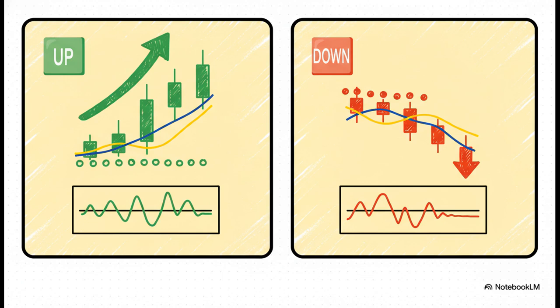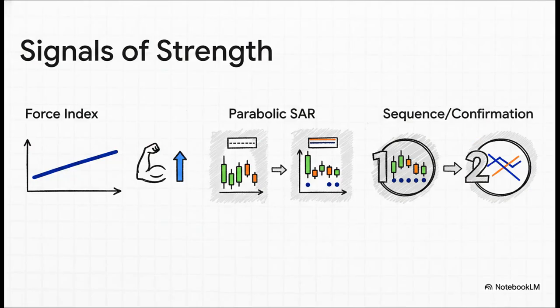For a down trade or a put, you just flip every single one of those rules. It has to be the exact opposite. But wait, there's a little more to it than that. The source points out a few things that make a signal even stronger.